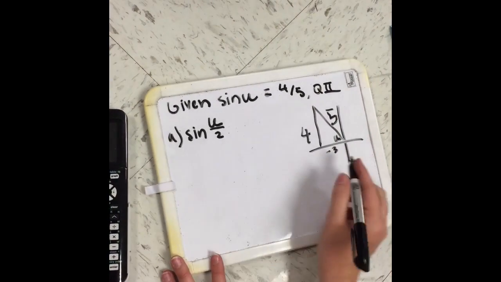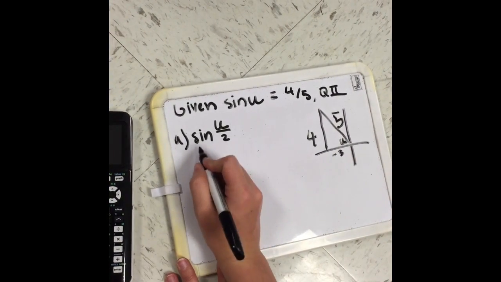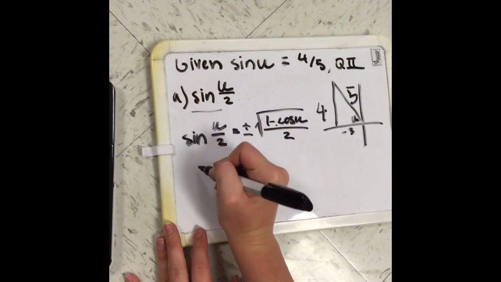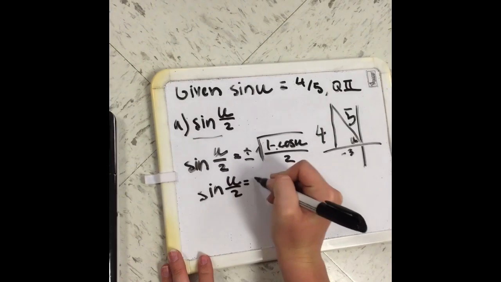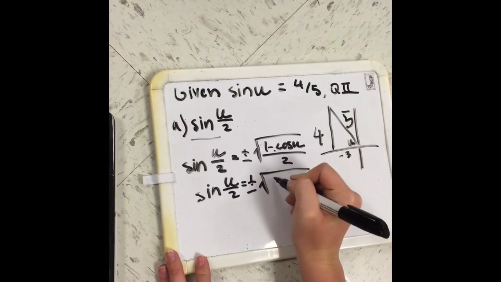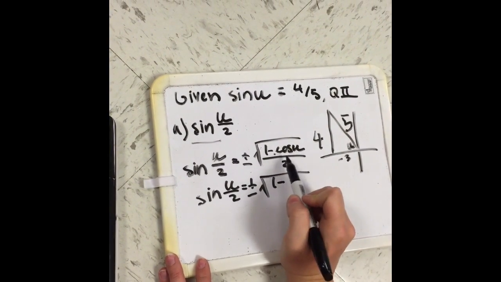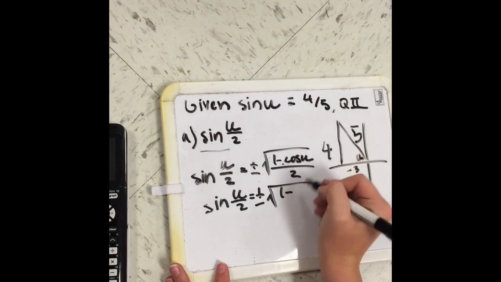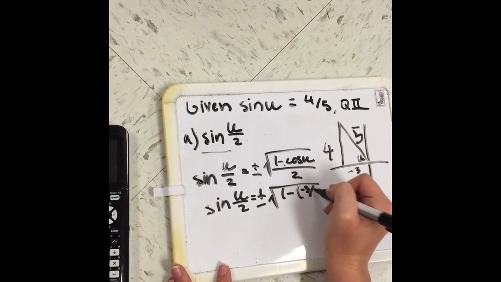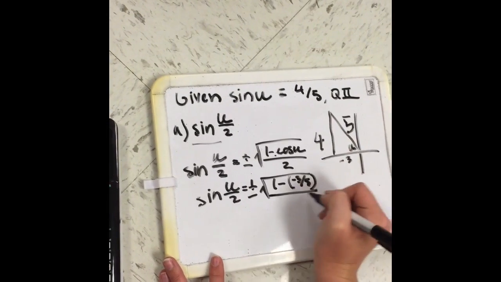From there, we can plug in our formula for sine u over 2. From here, we can plug in our cosine. So sine of u over 2 is equal to plus or minus the square root of 1 minus, and since it's going to be cosine, we know it's going to be adjacent over hypotenuse, so our negative 3 over our 5. So negative 3 over 5, and then that all over 2.